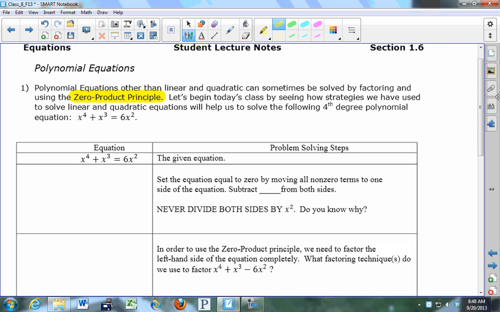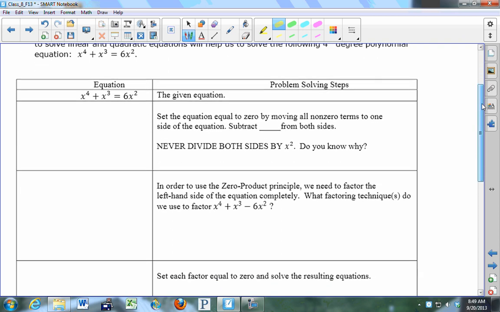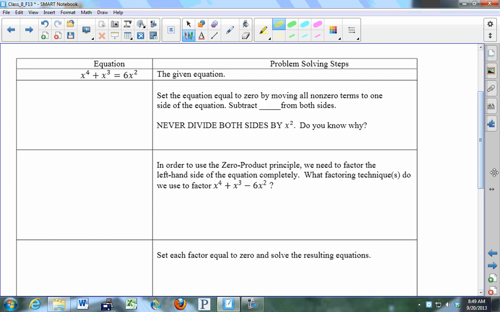And you haven't seen how to solve these before, most likely. But this zero product principle that we use every time we factor to find the values of a denominator that equals 0, or when we factor a quadratic that's set equal to 0, can be used to help us out here. So let's start by taking a look at how we're going to deal with this particular equation. Okay? Set the equation equal to 0 by moving all non-zero terms to one side of the equation. So what are we going to subtract from both sides of the equation here? 6x squared, right?